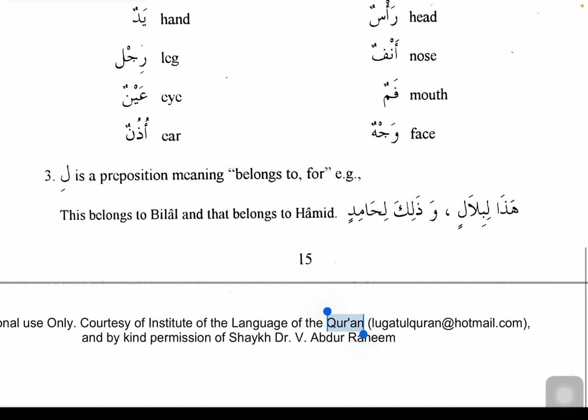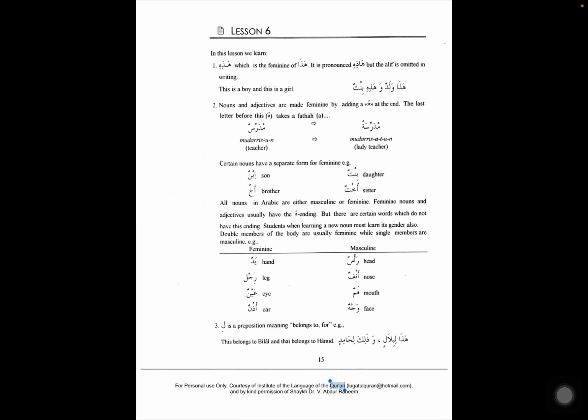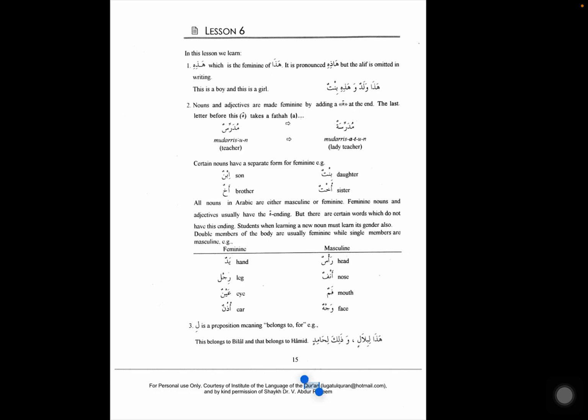Number 3, li is a preposition meaning belongs to or for, which we learned in our previous lesson, li, lillahi. This belongs to Bilal and that belongs to Hamid. Hada li-Bilal wa dhalika li-Hamid. Okay, this belongs to Bilal and that belongs to Hamid.